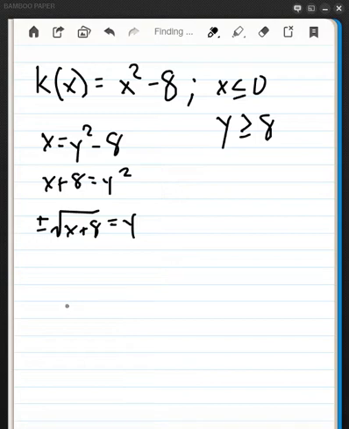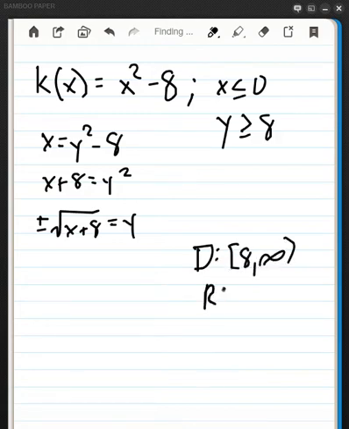Alright, we have an issue here because if I allow both the positive and the negative square root, we're going to end up with a sideways parabola, which is not a function. So which one of these is it? Is it the positive square root of x plus 8 or the negative square root of x plus 8? That's where this comes in very handy. So the new domain of the function is that x has to be greater than or equal to 8.